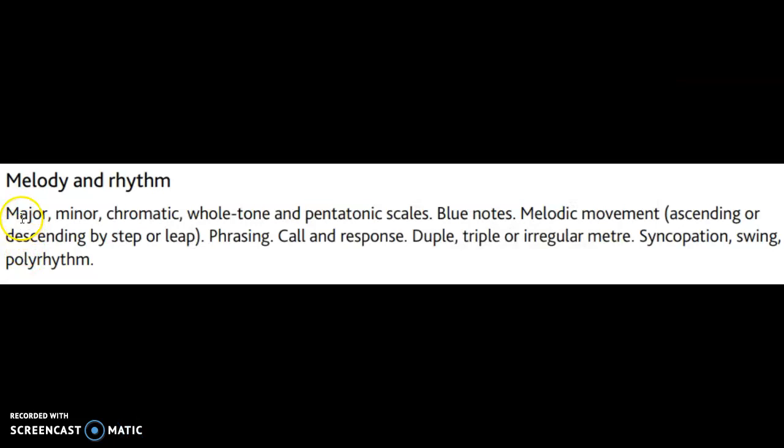So make sure that you understand major, minor, chromatic, whole tone and pentatonic scales. Also go to other YouTube videos and find examples so that you can listen to this. Blue notes, the melodic movement, phrasing and call and response. So next time we're going to look at the rhythm, duple, triple and irregular meter, syncopation, swing and polyrhythm. So make sure that you understand all these melodic terms.